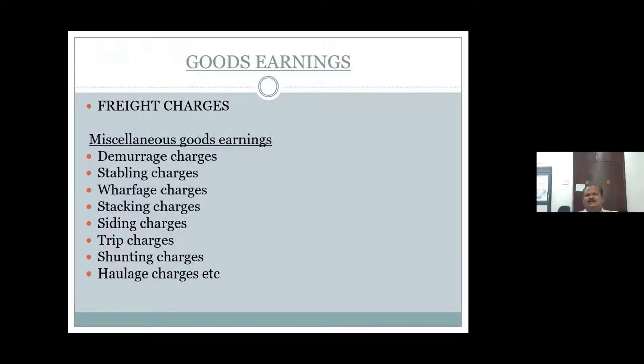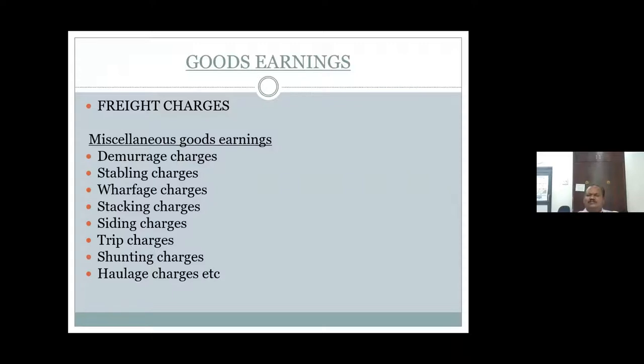Then, we have the goods earnings. Here, we have the freight charges. Exactly under the class file, every commodity is assigned a class, for which, depending on the mileage, the rate is fixed and the rate is collected. So this is directly accounted as the freight charges.